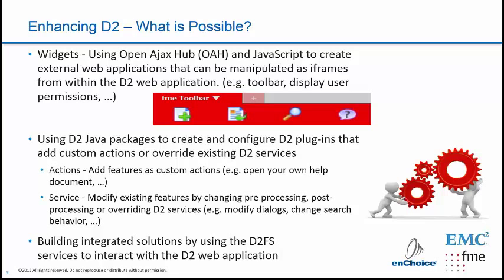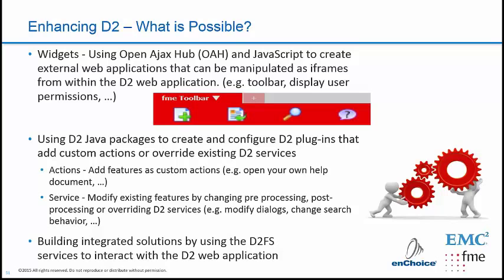or services. For example, I mentioned just a second ago, being able to open your own help. If you want to have your own help material within the application, there's a quick way to do that. Having services where maybe you want to modify a pre-checkout or a post-checkout or something of that nature. There are hooks in there where you can extend that capability for your special business logic. And lastly, building integrated solutions using the D2FS layer. That's the D2 Foundation Services.